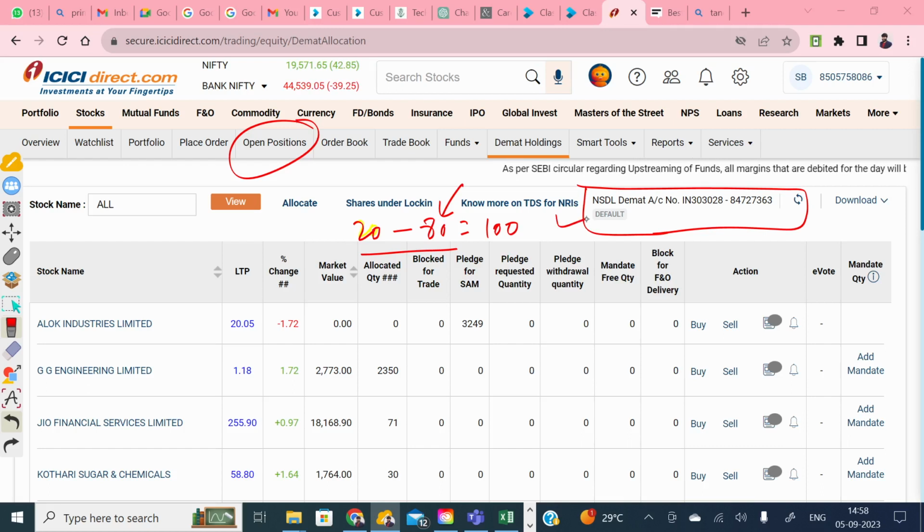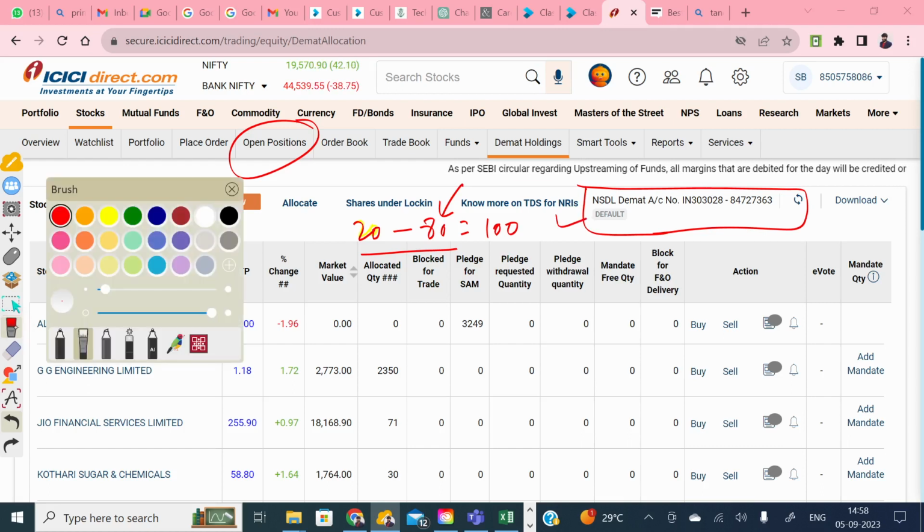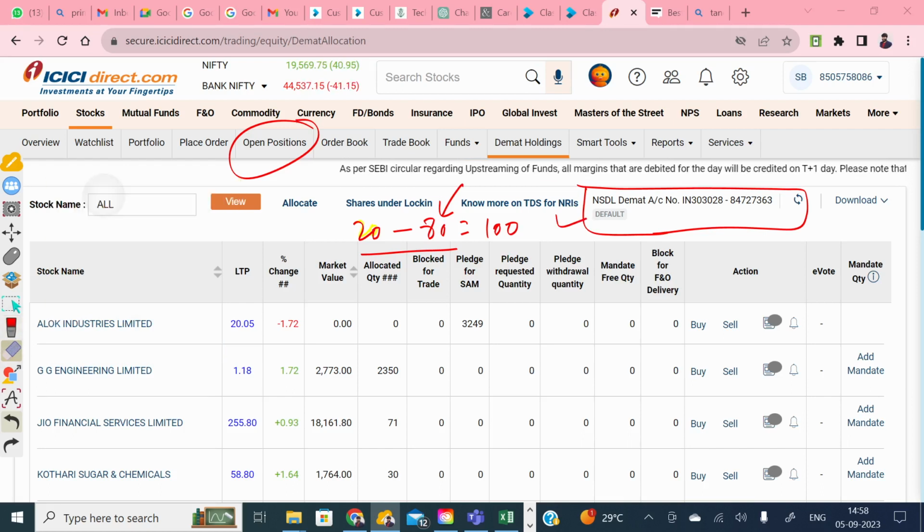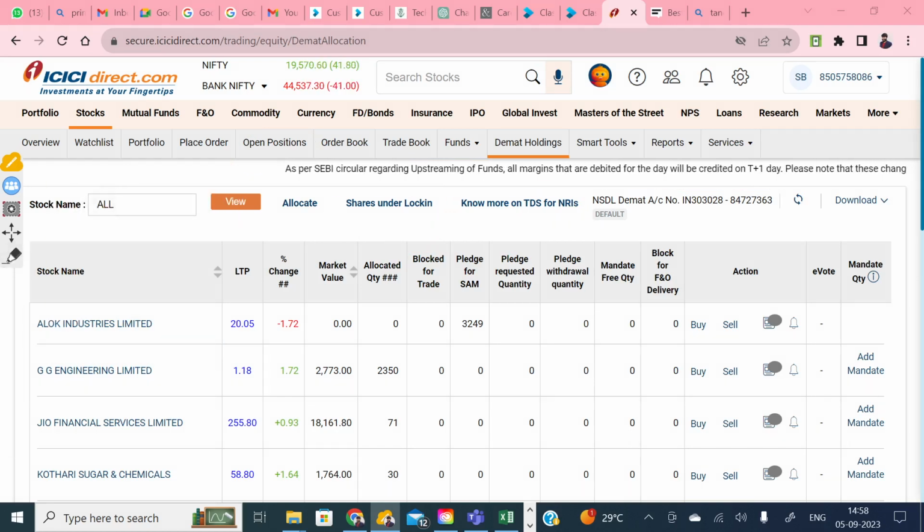So that's the difference between your normal positions and Demat holdings. Demat holding means you will receive the ownership right of the securities. That becomes your Demat holding, so you will directly receive the ownership right.